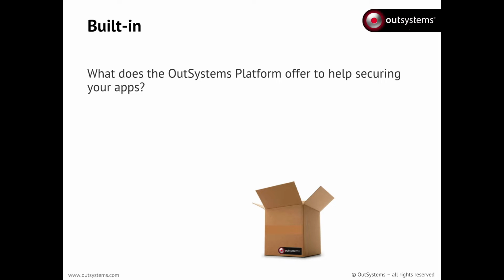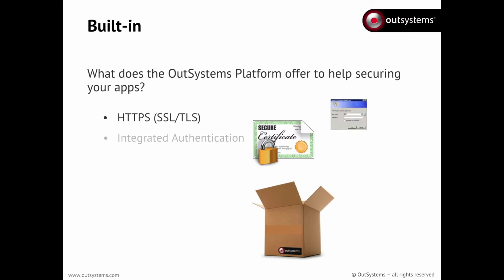So what does the OutSystems platform offer to help secure your apps? First of all, HTTPS, also called SSL or TLS, which provides for private communication between the server or the environment and the browser that's accessing those applications. Integrated authentication, which will allow you to log in to the applications without even needing to type any user or password.